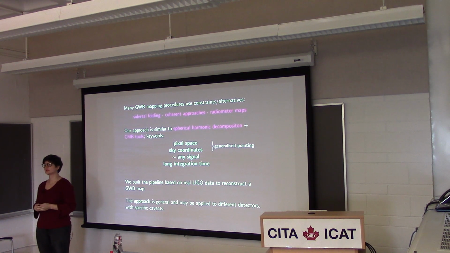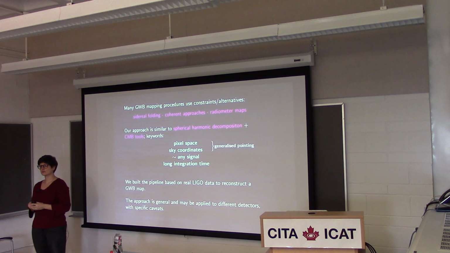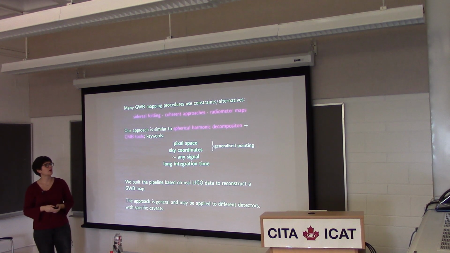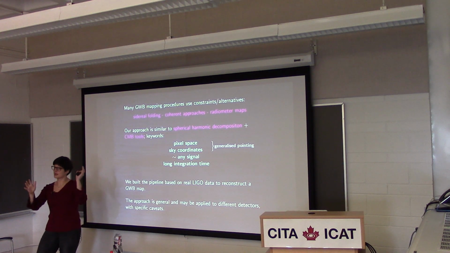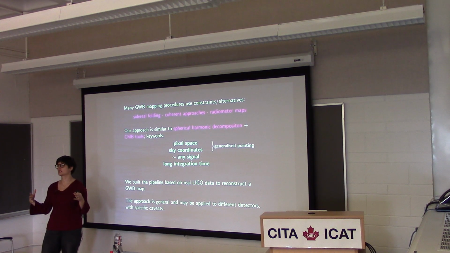And what does radiometry map have anything to do with the gravity wave type? So radiometer method is trying, so as I will say in just about a few minutes, the beam on the sky for gravitational wave detectors is not compact at all.